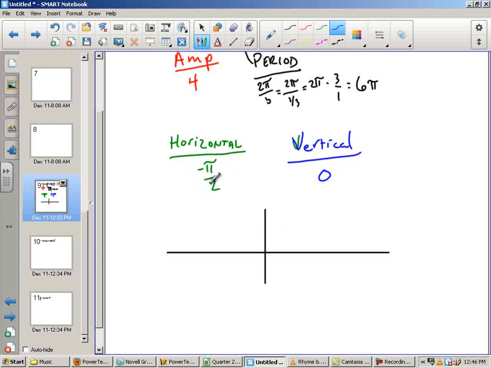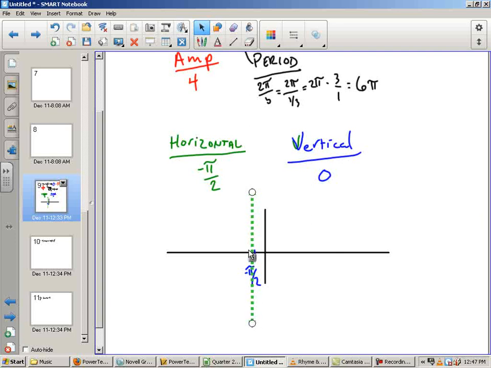I notice this shift is a pi half, so all my hash marks should be pi halves. I'm going to call this negative pi over 2, and I'm going to put in a dotted line to tell me that here is my new starting point. Okay, I'm no longer going to be starting at 0 like I have in the past. Instead, I will start here. Now, there was no vertical shift, and so I won't have to worry about that.